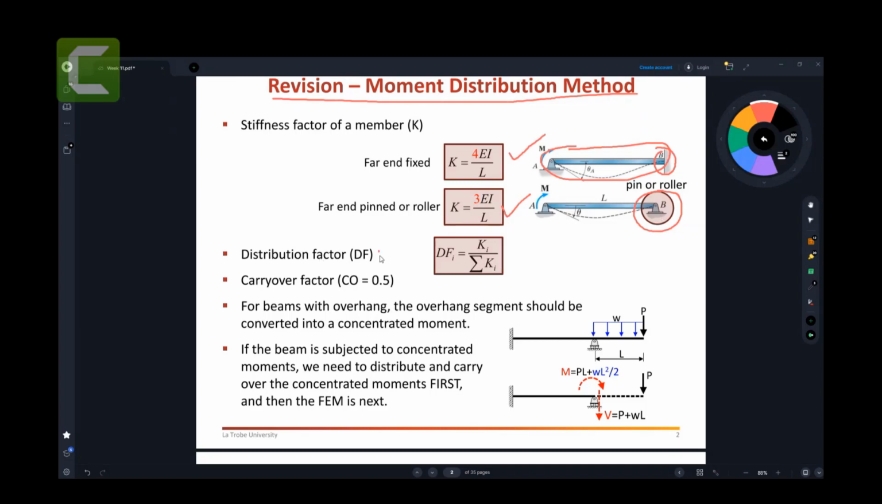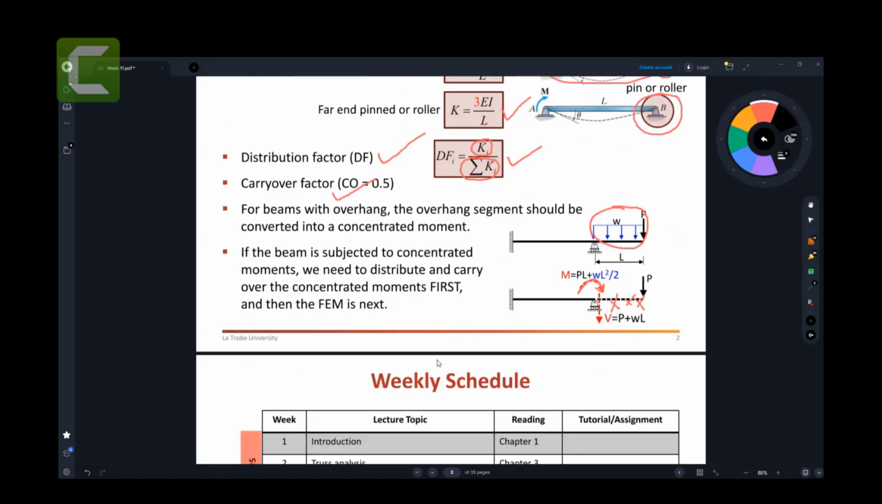After that, we also discussed the distribution factors. That is the stiffness of each element divided by the total stiffness of that particular joint. If you look at last week's lecture recording and the workshop examples, you will find the information about the distribution factors. We also discussed the carryover. That is half of the moment that you carry over. If you have an overhang beam element, then you can just convert it into the respective concentrated moment, and you can ignore this particular part of these values.